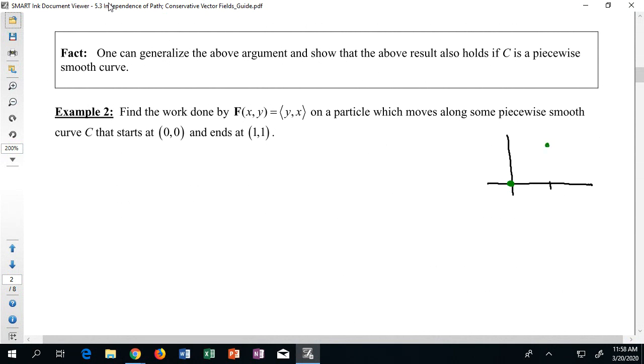So all I know at the moment is that I'm going to have some curve that starts at 0, 0 and moves all the way out to 1, 1. But notice I'm not told the path. I have no idea what the path is. It could be a straight line, a curvy line. It could loop around in circles forever. I don't know anything. I just know the start and the stop point.